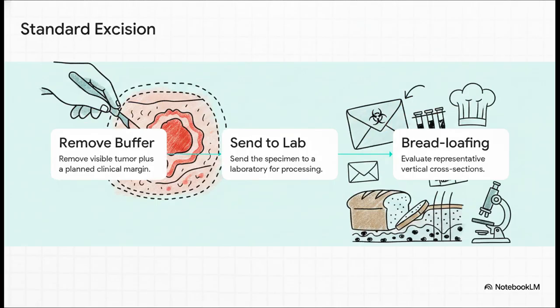Now let's flip over and contrast that with how a standard excision works. First up, the surgeon removes the visible tumor plus a predetermined, guideline-appropriate rim of normal-appearing skin. That's the planned buffer we talked about. Second, the specimen is sent off to a laboratory. Finally, the lab evaluates it using vertical sections. In the medical world, this is affectionately known as bread loafing because, quite literally, the specimen is sliced up like a loaf of bread. It gives an excellent cross-sectional view at those specific locations. It's a well-planned, highly efficient, representative sample.